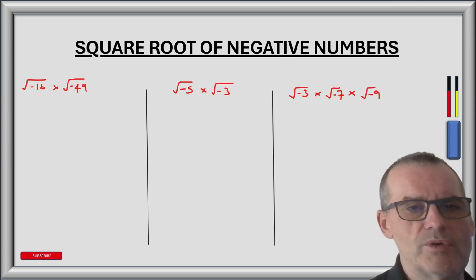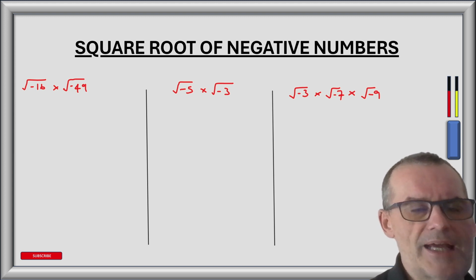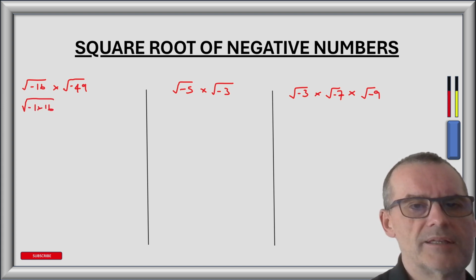We have the square root of minus 16 multiplied by the square root of minus 49. So how do we deal with the negative numbers? Every negative number, so I'm thinking here of minus 16 and minus 49, both have a factor of minus 1. So we can rewrite these square roots as the square root of minus 1 times 16 multiplied by the square root of minus 1 times 49.